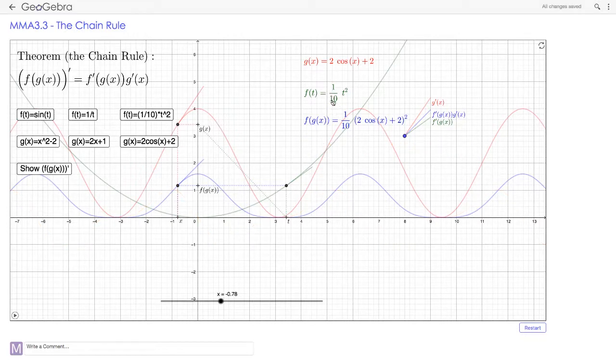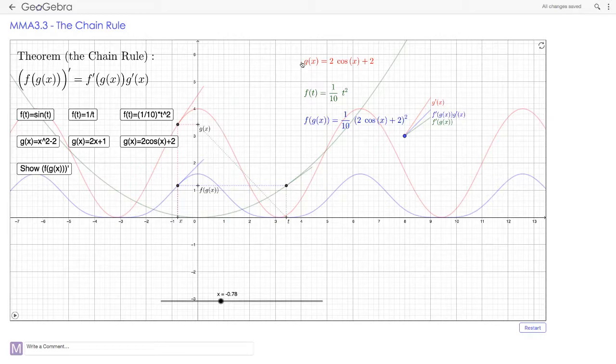Right now my f function is 1 over 10 t squared, right? So it's this parabola here. And my g of x is 2 times cosine x plus 2, so it's this function here. And what do we do with these two functions? Well, we compose them. What does that mean?